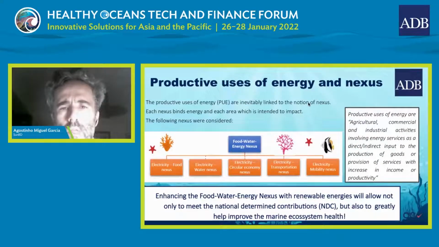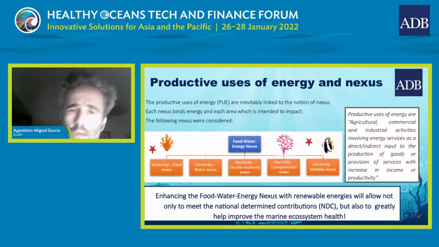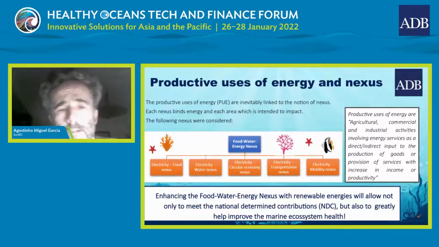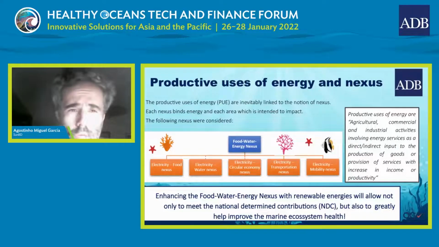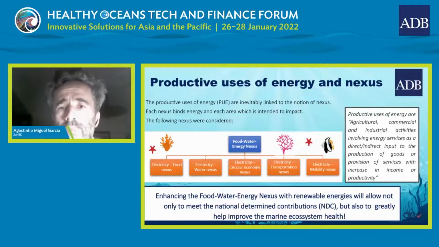So we looked at something that is common and has been done in other projects, which is to look at the productive uses of energy. Productive uses of energy is everything that actually makes the economy go. So it's not only about electricity, but the usage of electricity for something productive: agriculture, commercial, industrial activities, whatever. We looked also at the nexus.